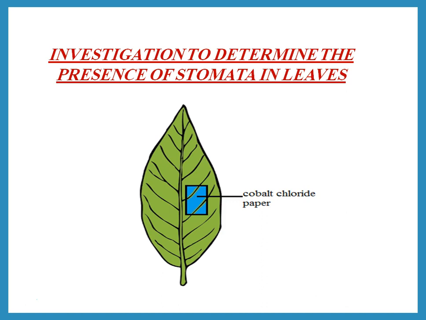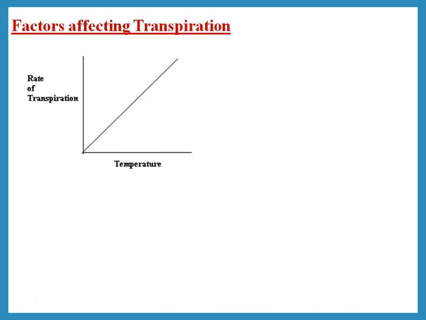Remember, another test for water is that anhydrous cobalt chloride changes from blue to pink. So I will measure the time taken for the cobalt chloride paper to change from blue to pink. I will find that the one that was put on the lower side of the leaf will turn faster, because this is where we have stomata and this is where the water vapor comes out.